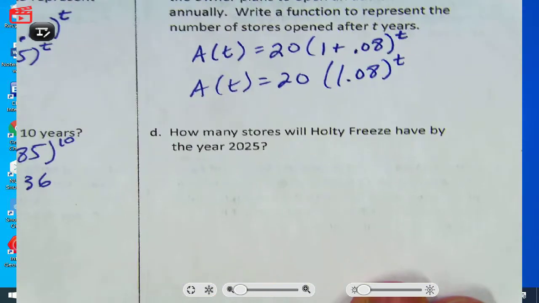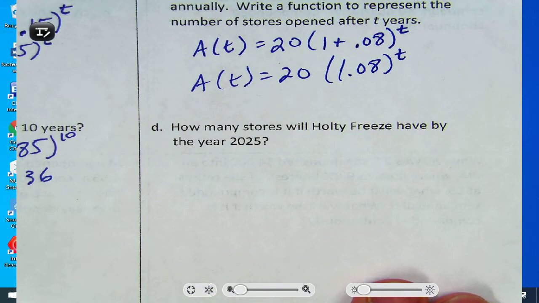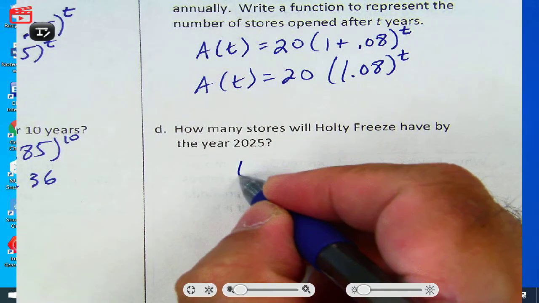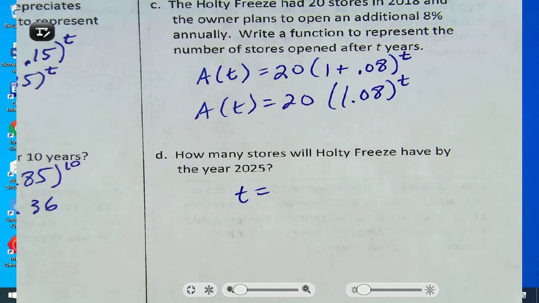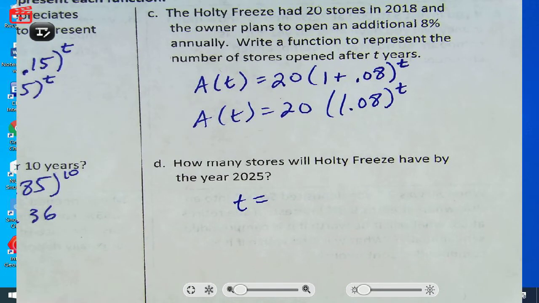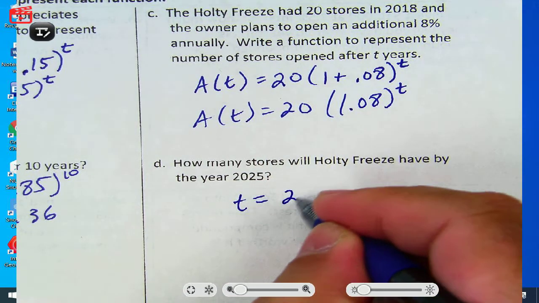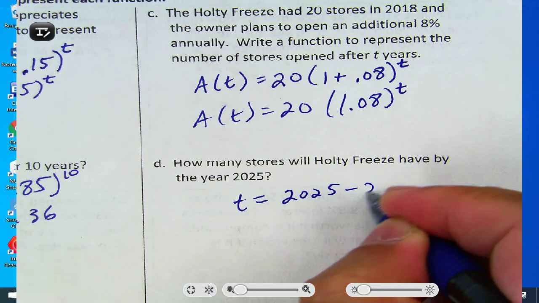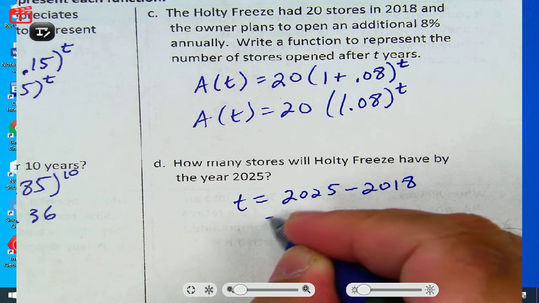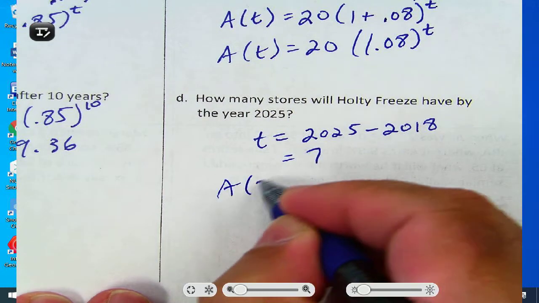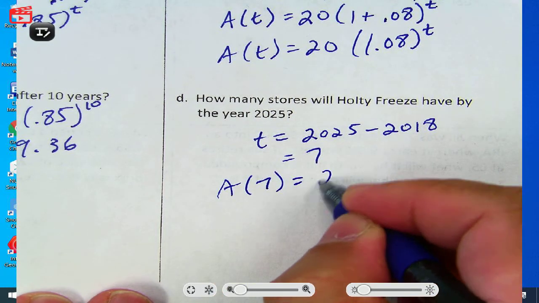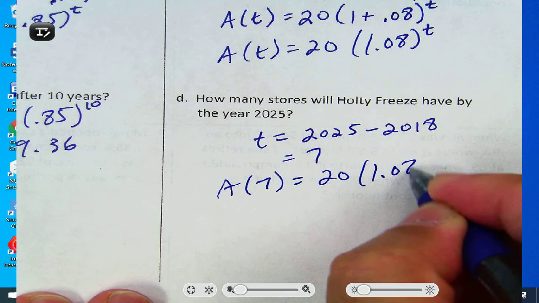How many stores will Holte Freeze have by the year 2025? So what is t equal to if the year is 2025? 7. How did you get that? 25 minus 18. All she did was take the 25 year minus the initial year, and that's how she got 7. And then we're just going to plug that in. So A sub 7 equals 20 times 1.08 to the 7.